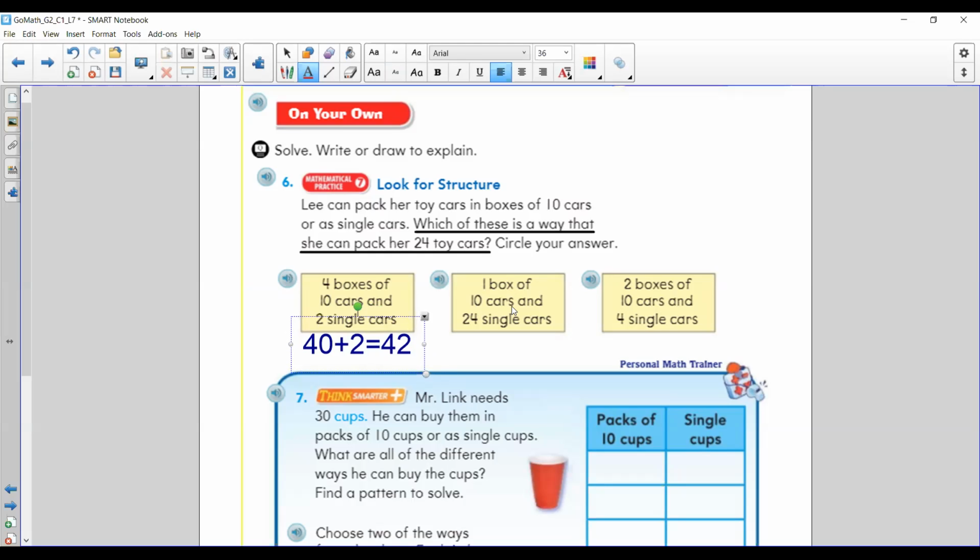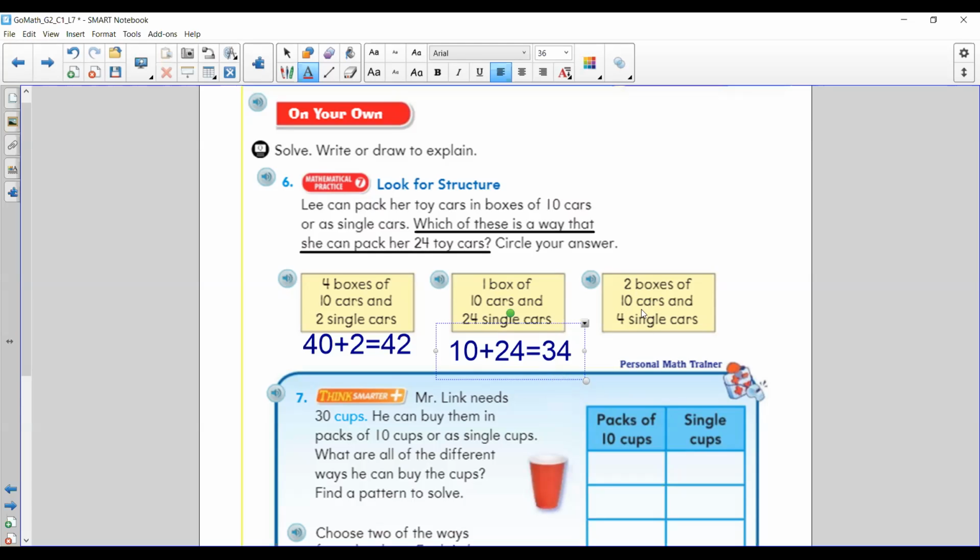Then how about 1 box of 10 cars? Okay, 1 box of 10 is just 10 and 24 single cars. Let's see, 1 box of 10 would be 10. Oops, 10 plus 24. What do you think 10 plus 24 is? Well, that's 34. So that doesn't equal 24.